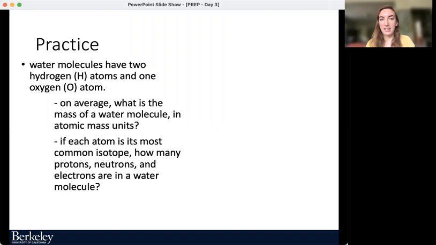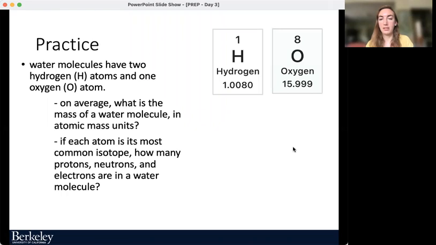Okay, I think everybody is back. So first, I'm just going to show you the relevant squares from the periodic table. This is hydrogen and this is oxygen. So first, the mass of one hydrogen atom is 1.008 atomic mass units, and the mass of oxygen is 15.999 atomic mass units.